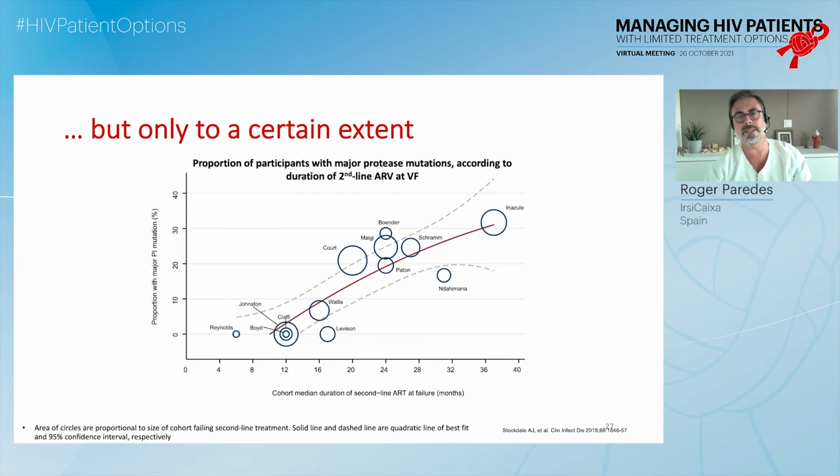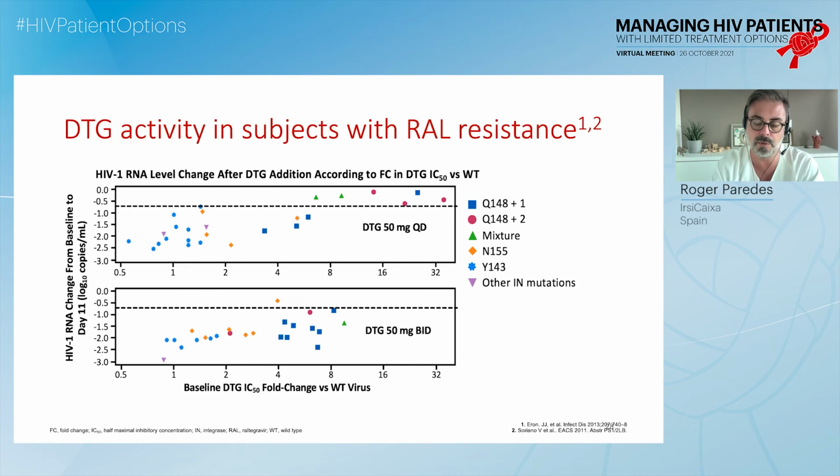So we can predict PI resistance evolution, but only to a certain extent. If we leave patients failing for a while, eventually PI resistance will also develop. So we need a good shield. We need to shield both the INSTI and the PI, because now both drugs could be considered the mainstay of salvage therapy. We need to shield them with other drugs.